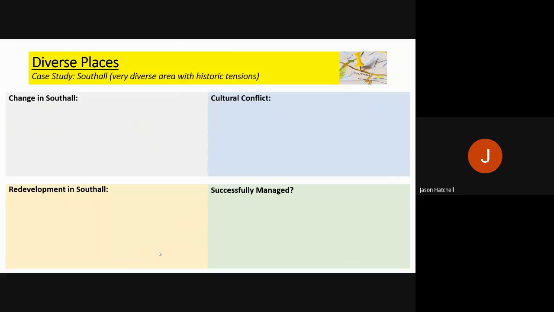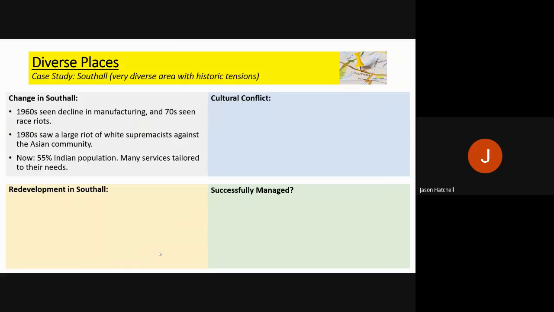Now, another case study here was to look at a very diverse area that has historic tensions and issues. So we looked at Southall. Now, Southall has been through quite a lot of change. In the 1960s, it's seen a decline in manufacturing, and in the 70s, it's seen race riots. In the 1980s, it saw a large riot of white supremacists against the Asian community. And today, there is a 55% Indian population in Southall, and many of the services in Southall are tailored to those people.